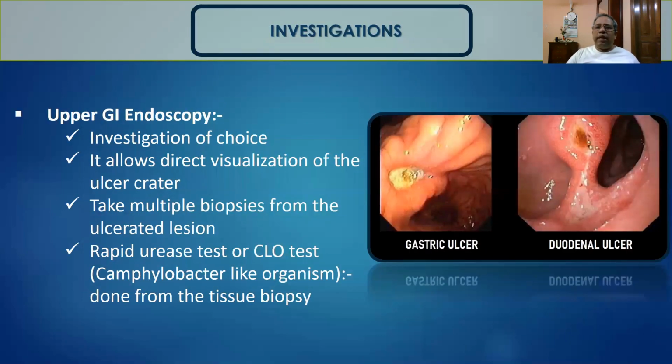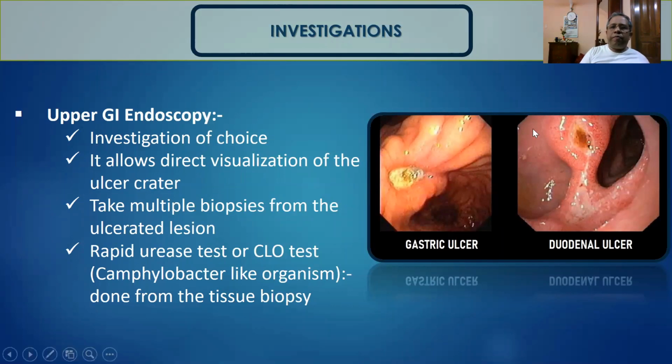So what about the investigations? Only one investigation is sufficient to diagnose the ulcer: upper GI endoscopy. It is the investigation of choice. It allows direct visualization of the ulcer crater, and multiple biopsies can be taken from the ulcerated lesions. The rapid urease test or CLO test, Campylobacter-like organism test, is done on the tissue biopsies.